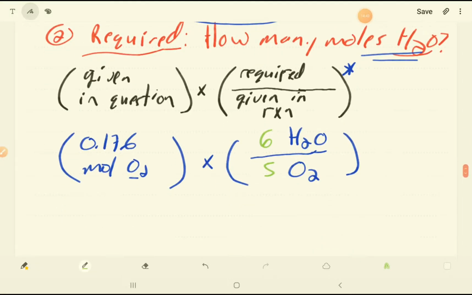Now, for those that are math savvy here, the O2s would cancel out, and all you'd be left with is the amount of H2O. So when we plug this in our calculator, we're going to go 0.176 moles multiplied by 6 over 5. And when we plug this in our calculator, we end up getting about 11.33. Sorry, not 11.33, that's a mistake. My apologies. It ends up being about 0.211 mole of H2O produced.